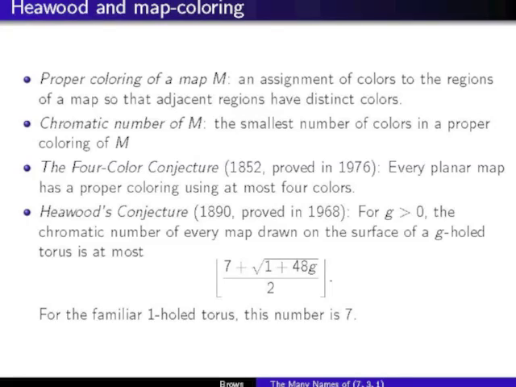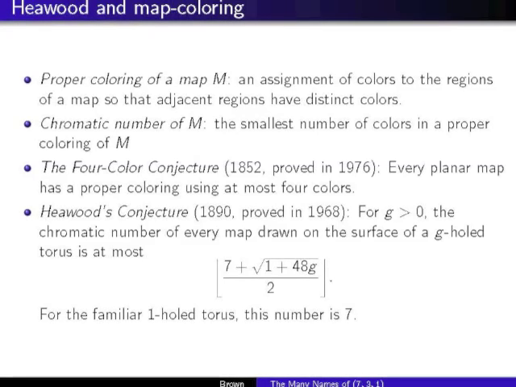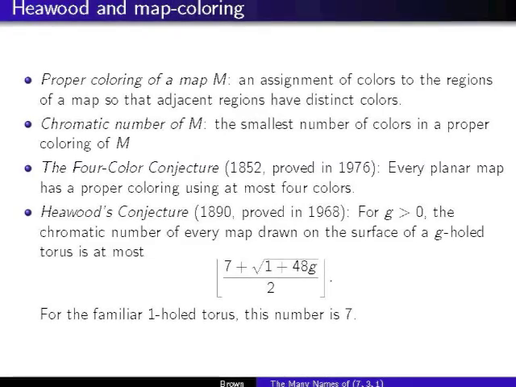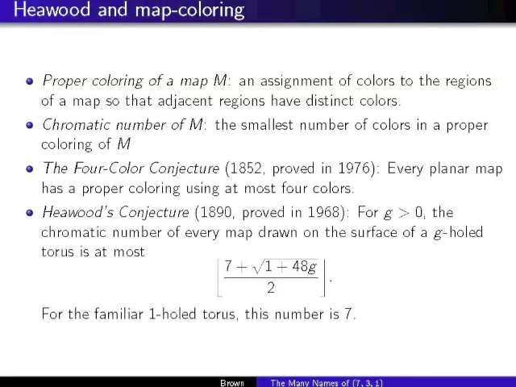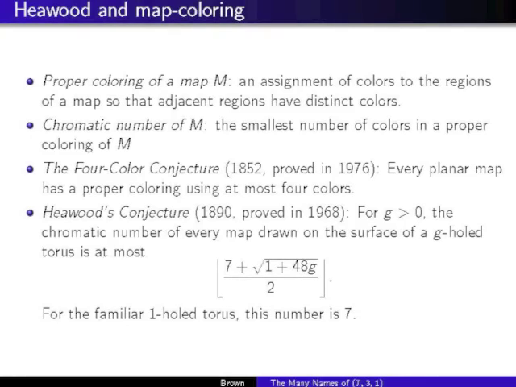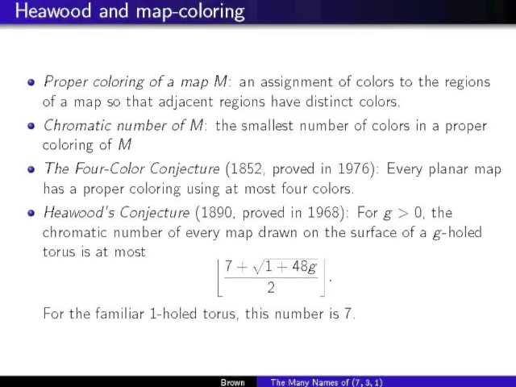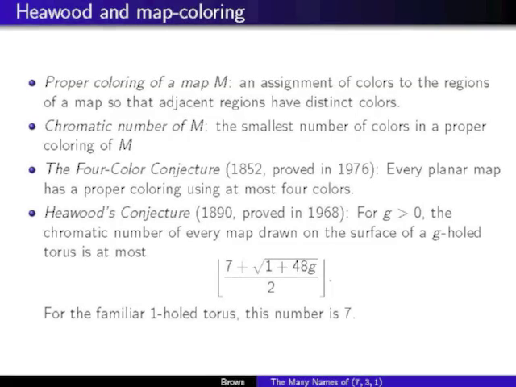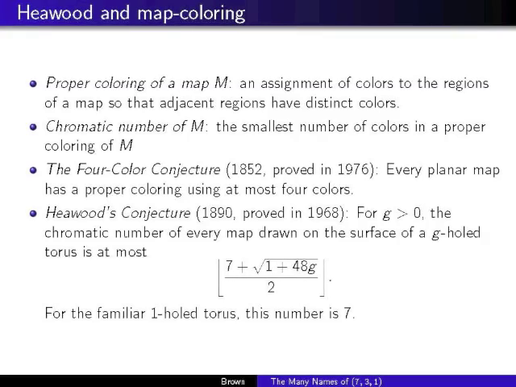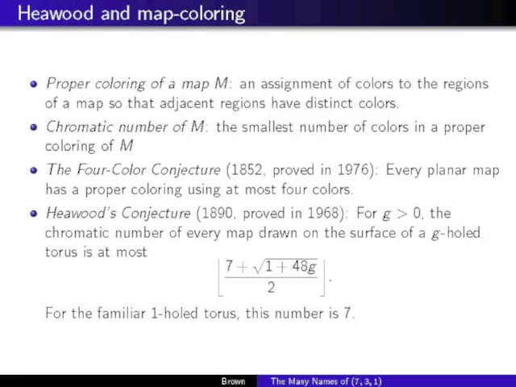And for about 86 years, there was a gap between 5 and 4. The attempts to prove the 4-color theorem, 4-color conjecture, were instrumental in starting and giving a big boost to the area of graph theory. So let's see what's going on with this. A proper coloring for a map, think of a map as just a bunch of countries drawn on some surface, and a proper coloring is an assignment of colors so that adjacent, not just sharing a corner but sharing an edge, neighboring countries that share an edge have different colors. And the chromatic number is the smallest number of colors you need.